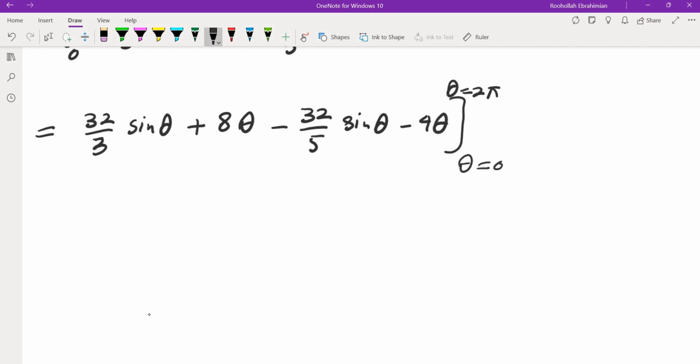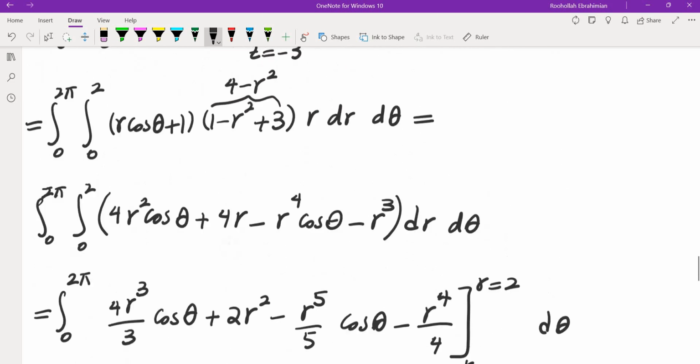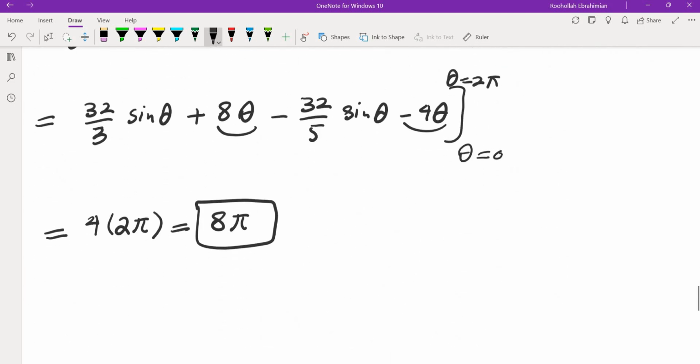When we plug in theta equals 2 pi, we can combine these two. So these two become 4 theta, and then when we plug in 2 pi, we get 8 pi. And when we plug in 0, everything else is going to be 0. Sine of 2 pi and sine of 0 are also 0. So this would be our final answer. So this is the triple integral that they asked us to evaluate.